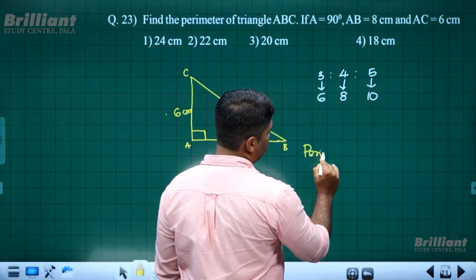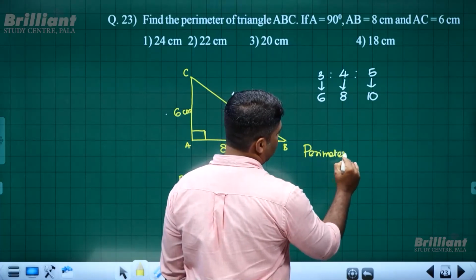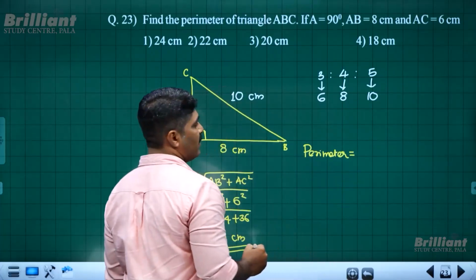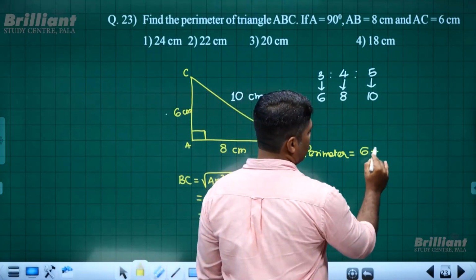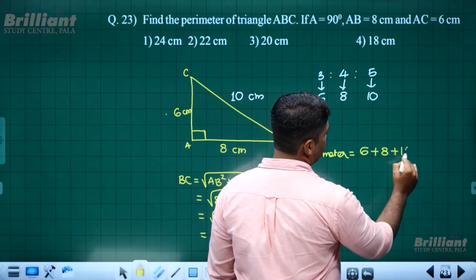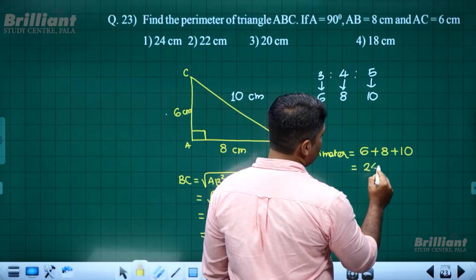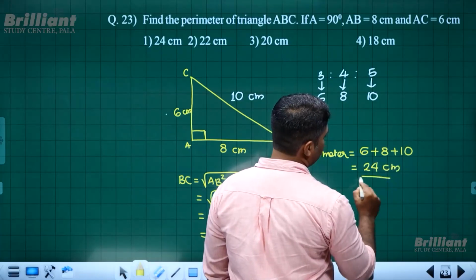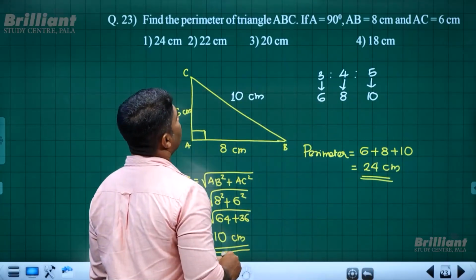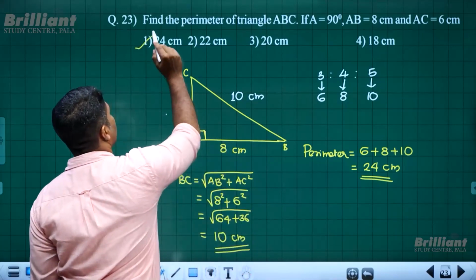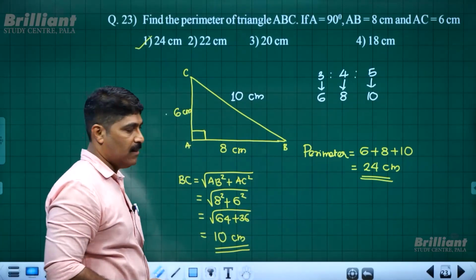The perimeter of a triangle is nothing but the sum of its sides. Here the sides are 6, 8 and 10, so that is equal to 24 centimeter. Got it? So here the answer is option 1, that is 24 centimeter.